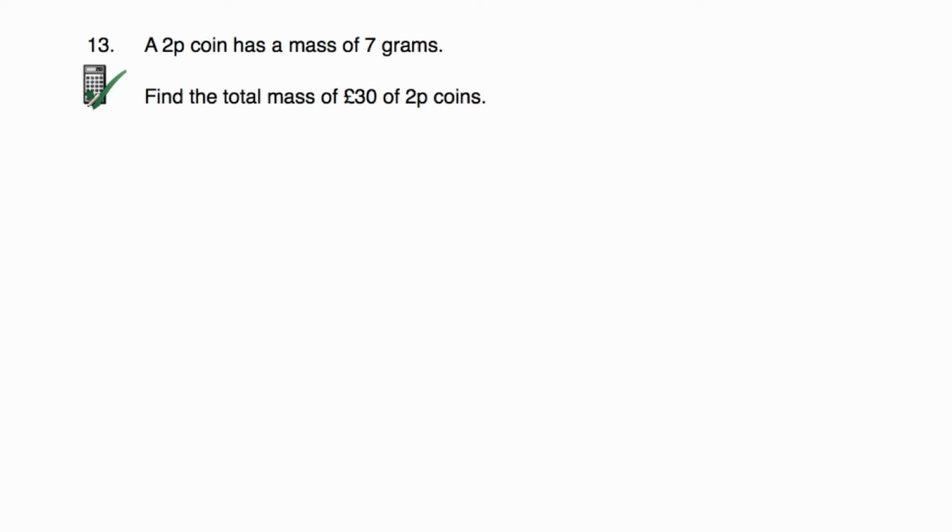Okay, let's have a look at question number 13. So question number 13 says, a 2p coin has a mass of 7 grams. And we've been asked to find the total mass of £30 of 2p coins. So let's work out how many 2p coins it would be in £30. So £30, that's 3,000 pence. And if we divide that by 2, that'll tell us how many coins it would be. So 3,000 pence divided by 2 pence would be 1,500 coins.